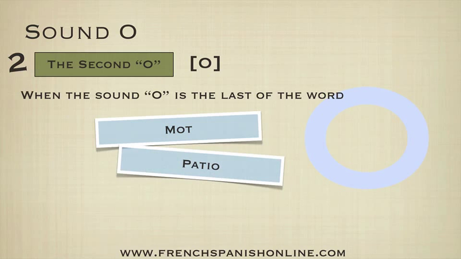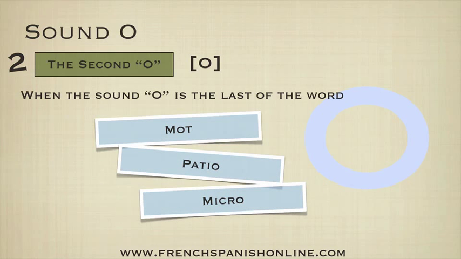The same thing for un patio or un micro, the abbreviation of microphone, un micro, because they have the sound O at the end of the word. The same thing for un lot. Un lot in French is a pack of something, a set of something, and also a prize. So lot, we don't pronounce the final T, so the sound O is the last of the word.